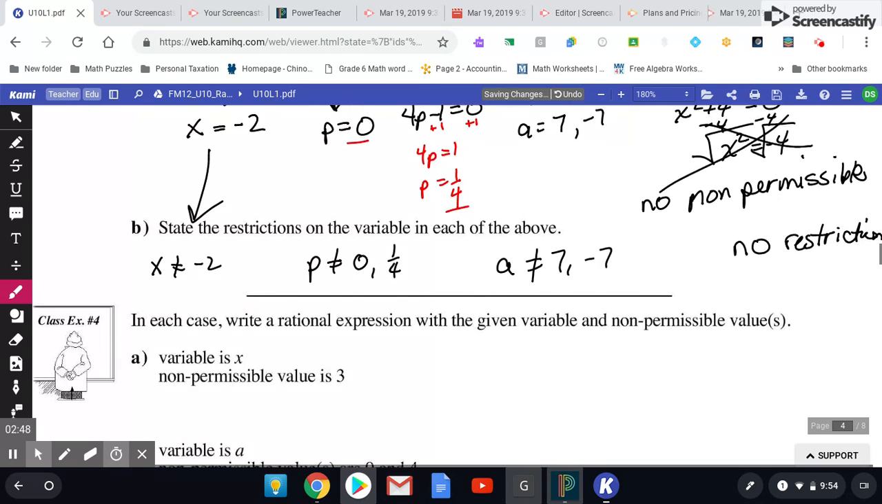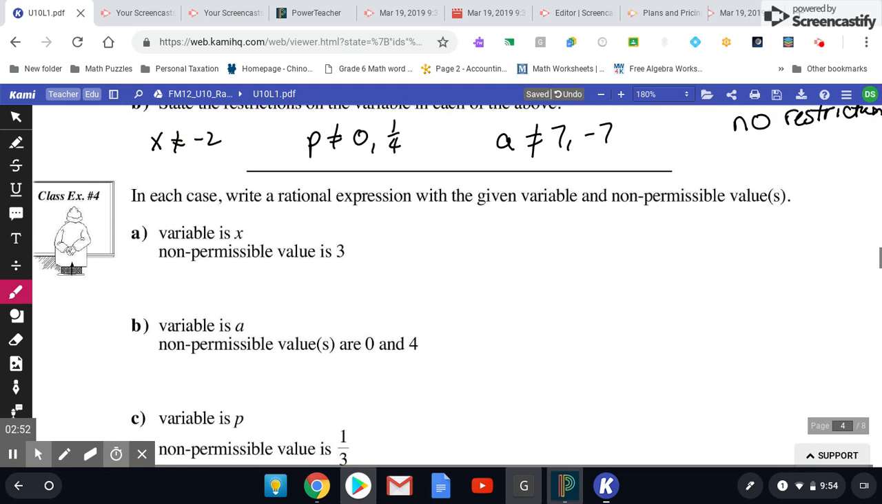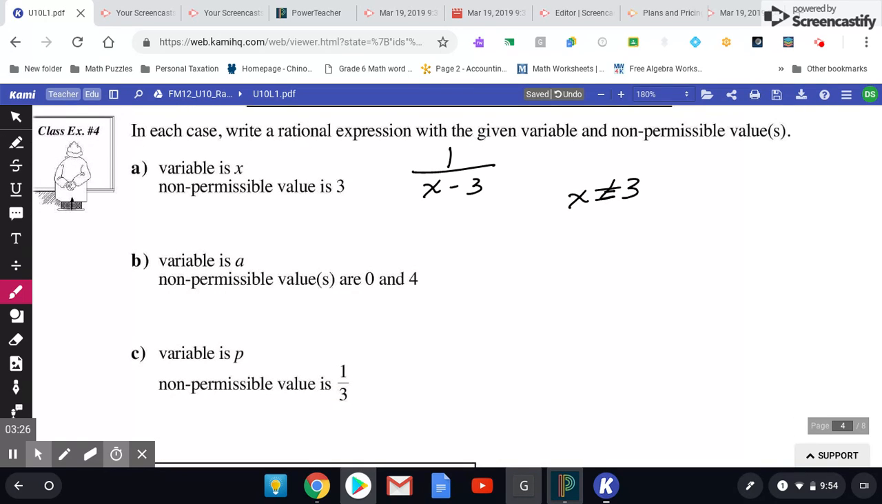Okay. Now, in this case, it says write a rational expression with the given variable and the non-permissible value. The variable is x. The non-permissible value is 3. So we would have to think of what our expression would look like if we were using an x and you weren't allowed to have a 3. How about x minus 3? Wouldn't it be true then that x could not be a positive 3? Because it would turn into a 0 on the bottom? Yeah, true.